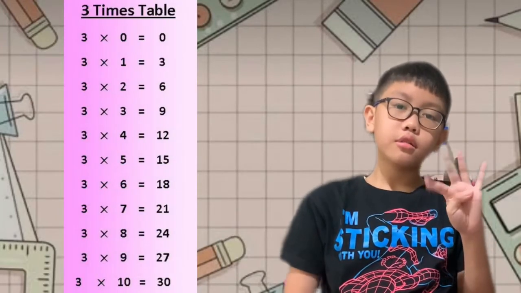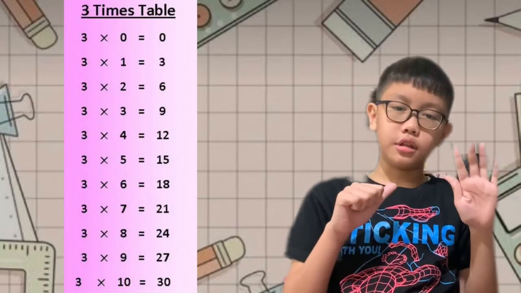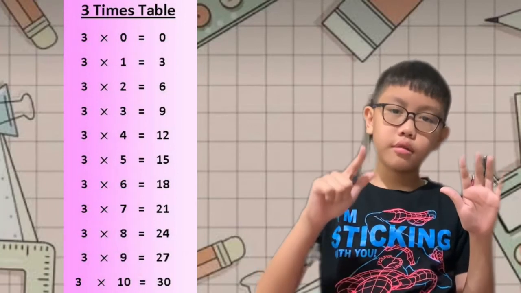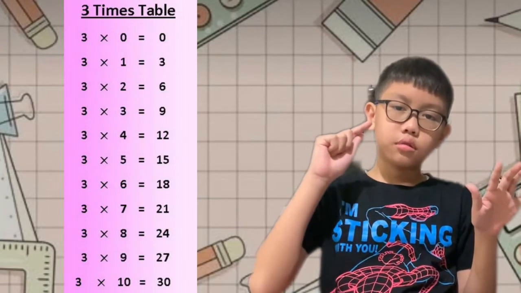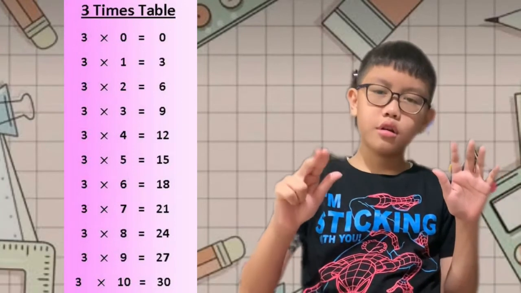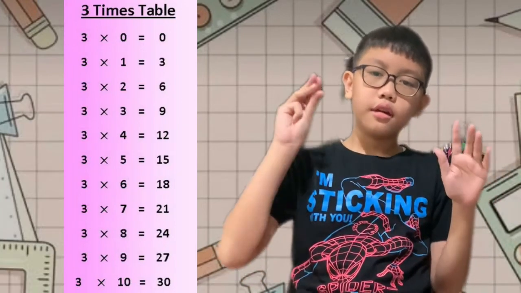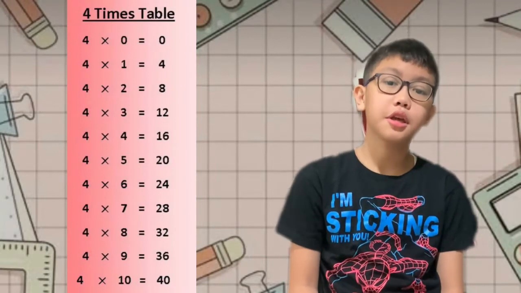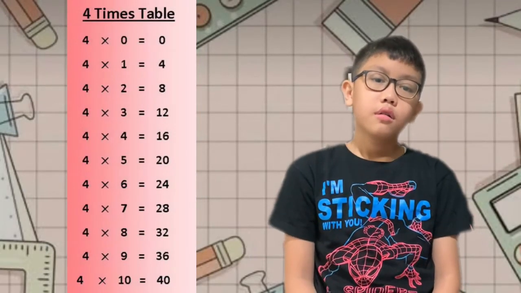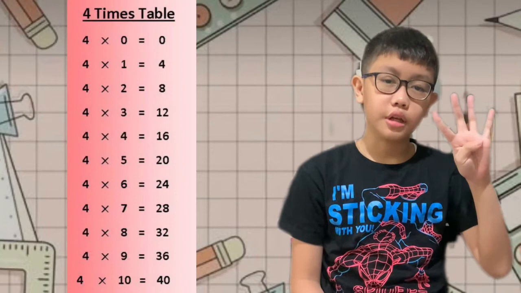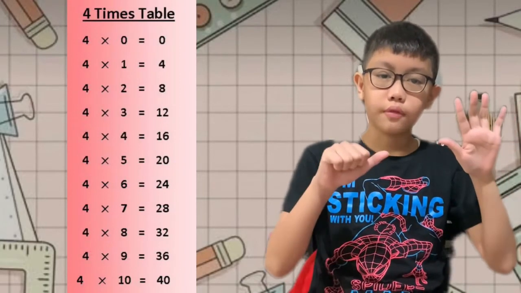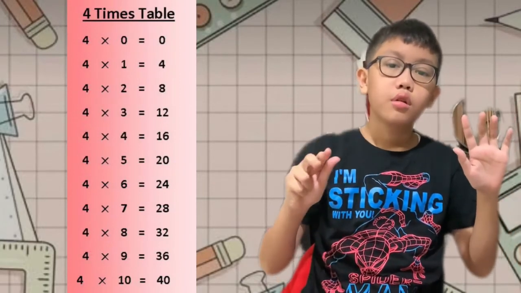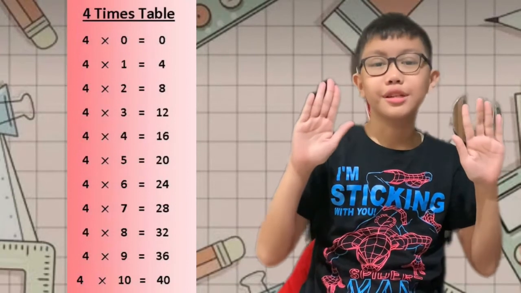3, 6, 9, 12, 15, 18, 21, 24, 27, and 30. Multiplication table of 4. 4, 8, 12, 16, 20, 24, 28, 32, 36, and 40.